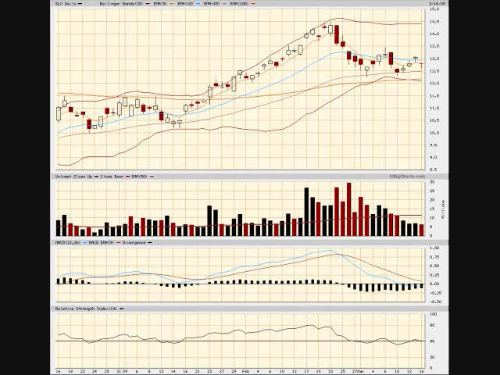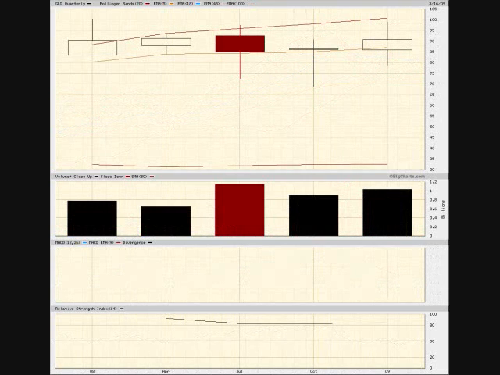So we want all 4 of them to be pointing upward to give us a score of 100, and that's the strongest buy signal of all. Let's look at gold. You can see gold's quarterly charts are up because the last quarter was higher than the previous 3 quarters, so that's 25% to the upside.